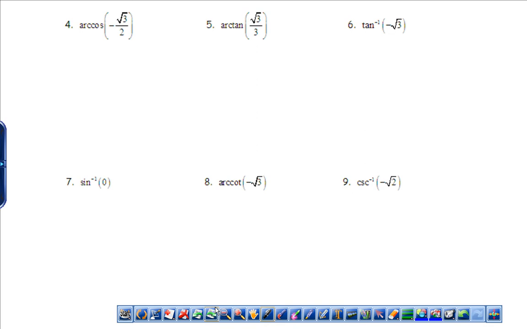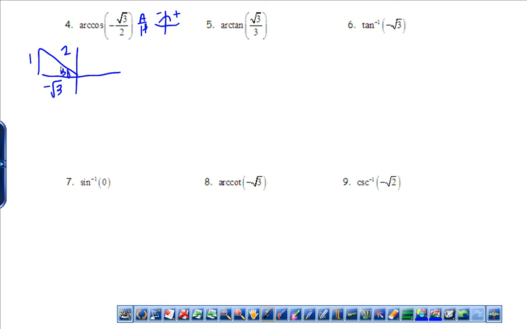Okay, looking at number 4. Cosine. Again, remember, cosine is on top. This is positive and this is negative. You can just look at the top of your paper. So I'm going to draw this in the second quadrant. Cosine is adjacent over hypotenuse. So my adjacent side is root 3. Hypotenuse is 2. And I need a negative, so hypotenuse is never negative. This is going to be 1. So this is going to be 30.